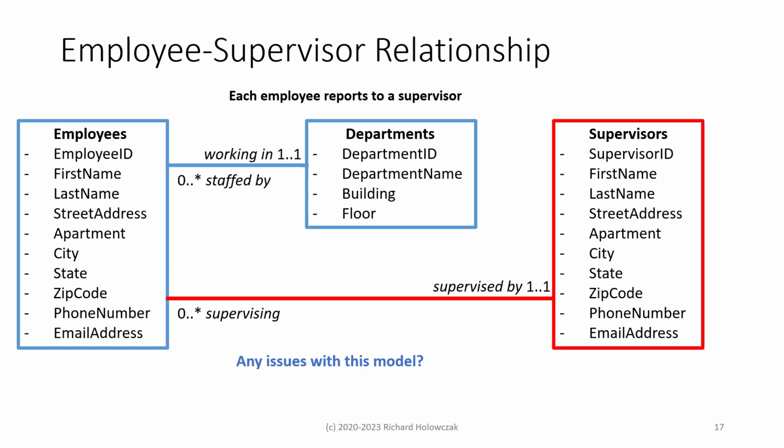But what is it that you notice about the attributes of supervisors and employees? Take a look at the attributes. They both have a first and last name, a street address, apartment, city, state, zip code, phone number, and email address. In other words, they are pretty much identical. And why is that? This is the case because supervisors are also employees of the company. They also work for a department. And they also turn in timesheets, and they also get paychecks.